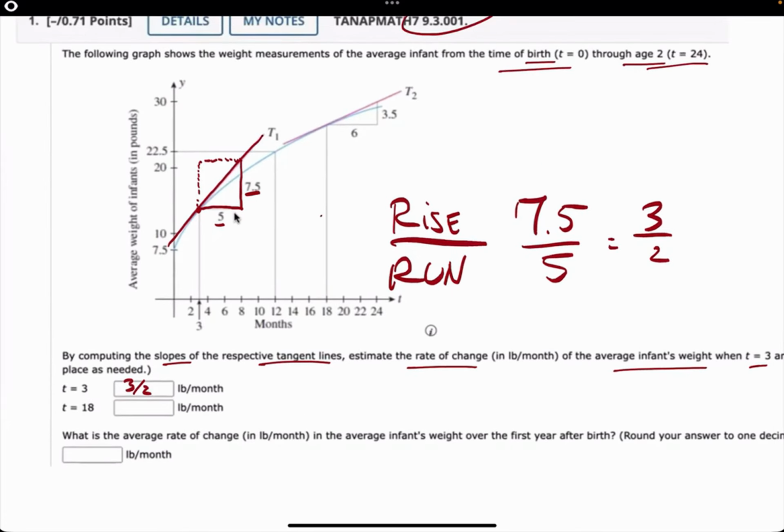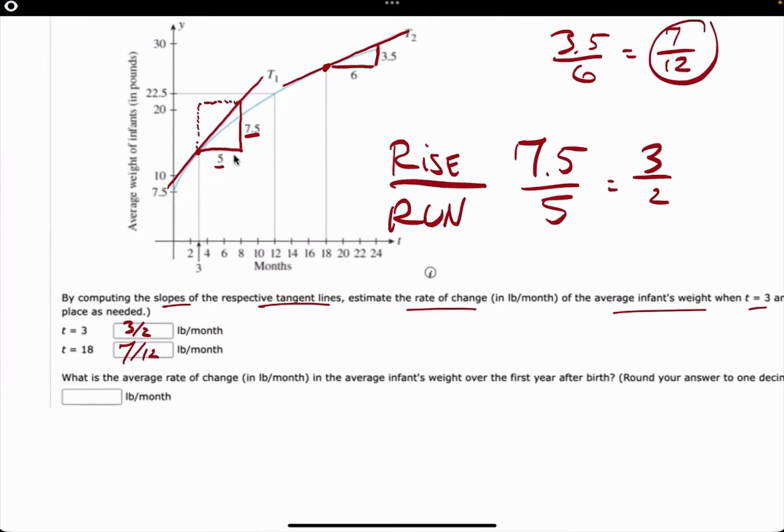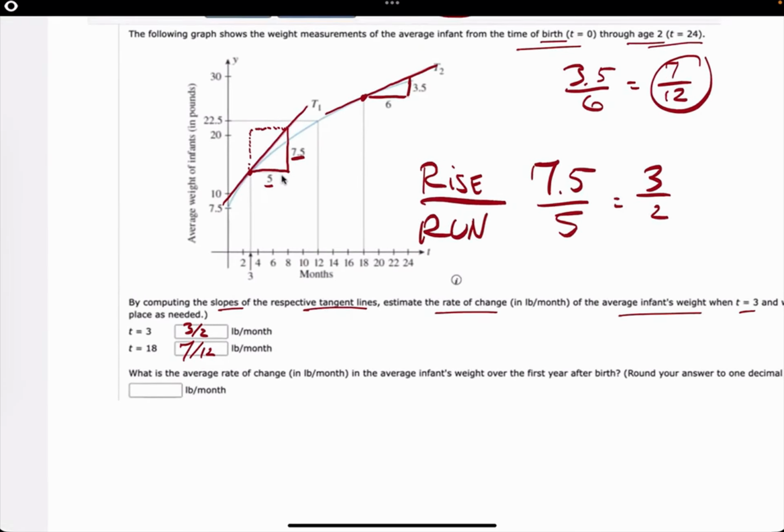So now when we look at time 18 has a tangent line. And once again, they give us a rise and a run. So we do 3.5 over 6 for that. We multiply by 2 and we get 7 over 12 for that slope. So 7 over 12 is the rate of change right at 18 because it's the rate of change of the tangent line to the curve right at 18. So 7 over 12 for that.